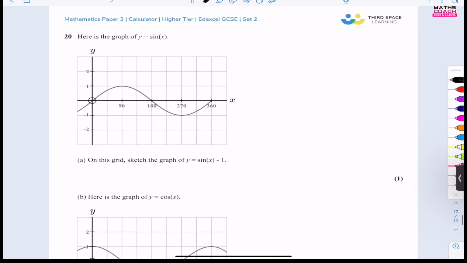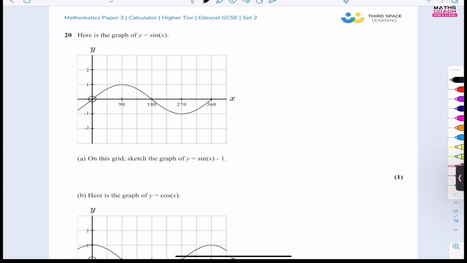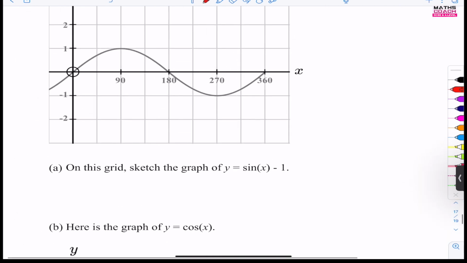Question number 20. Here is a graph of y equals sin x. On the grid, sketch the graph of y equals sin x minus 1. What does a minus 1 do outside like that? It drops it down by 1. So all our points, okay, we can drop it down here. Okay, this will come down, this will come down right there.